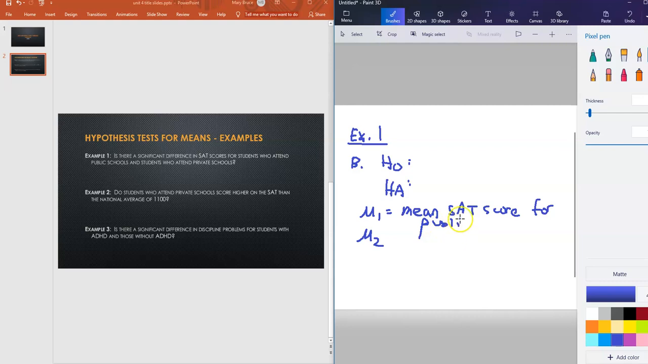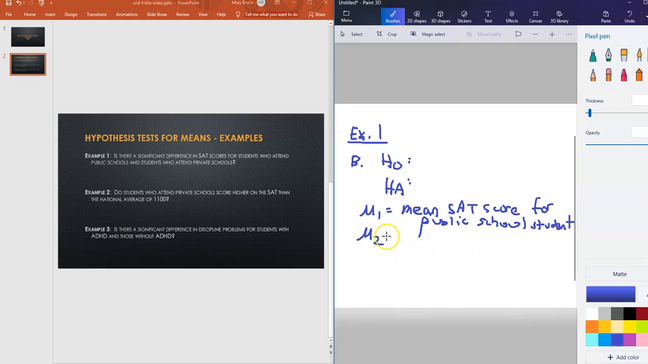You, of course, would just be typing all of this out in your discussion response. And then we will define mu2 to be the mean SAT score for private school students. Running out of room there, but y'all get what I'm doing.